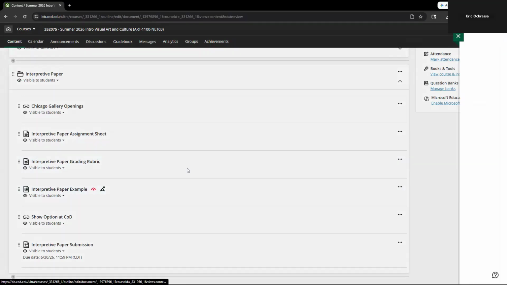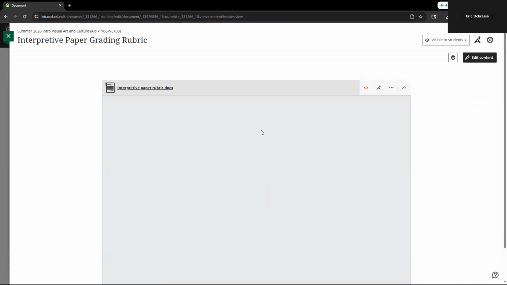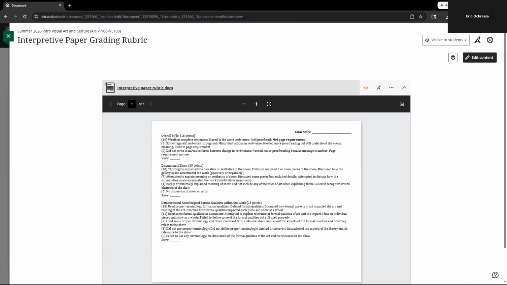There is a grading rubric. Just to touch on that very quickly, things that I'm looking for is the overall style of your paper, the discussion of the show, which is the 3 pieces that I'm looking for, and then the demonstrated knowledge of formal qualities within the work. Once again, diving in and really talking about that work extensively.